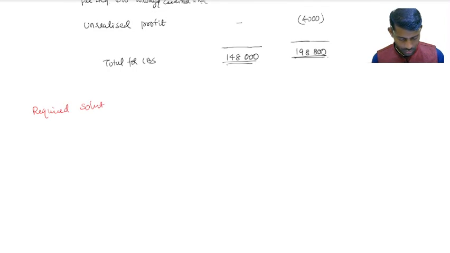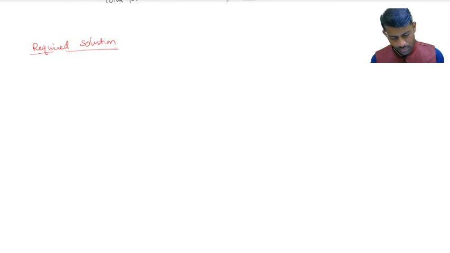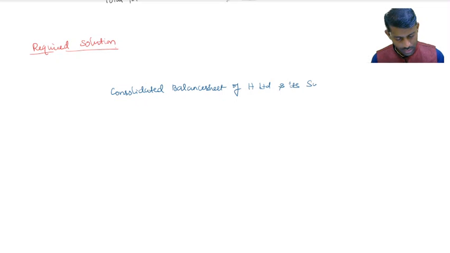Required solution. Consolidated balance sheet of H Limited and its subsidiary S Limited as on 31st March 2018.